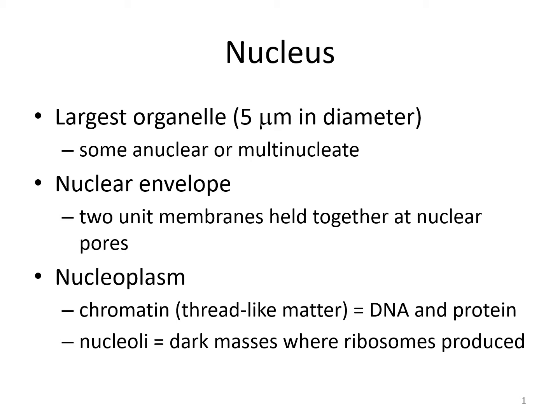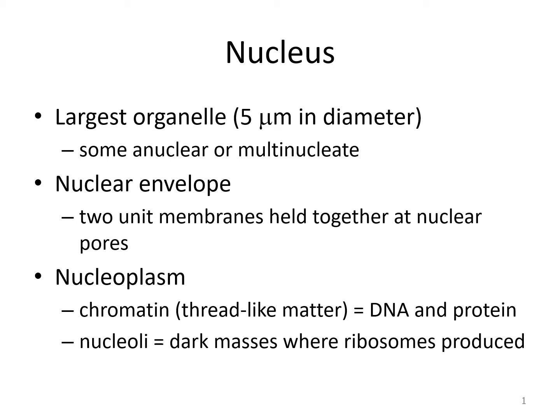So the nucleus in a eukaryotic cell is the largest organelle, about 5 microns in diameter. Now some cells are either anuclear, such as the case with red blood cells, or multinucleate, such as skeletal muscle cells. Most cells, however, just have a single nucleus.